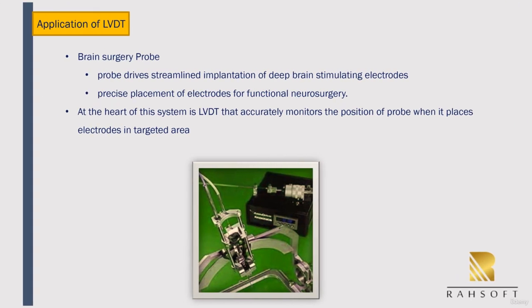Another example of the application of LVDT is a brain surgery probe. The probe drives streamlined implantation of deep brain stimulating electrodes, such as the microelectrodes that were mentioned earlier. For functional neurosurgery, precise placement of the electrodes is necessary and is very difficult to accomplish. At the heart of the system, there is an LVDT that accurately monitors the positions of the probe when it places the electrodes in the targeted area, and is extremely essential.